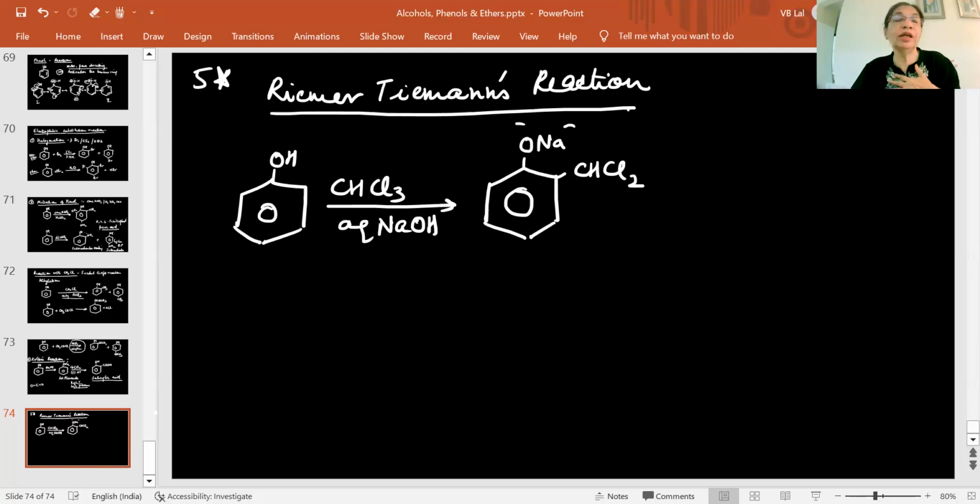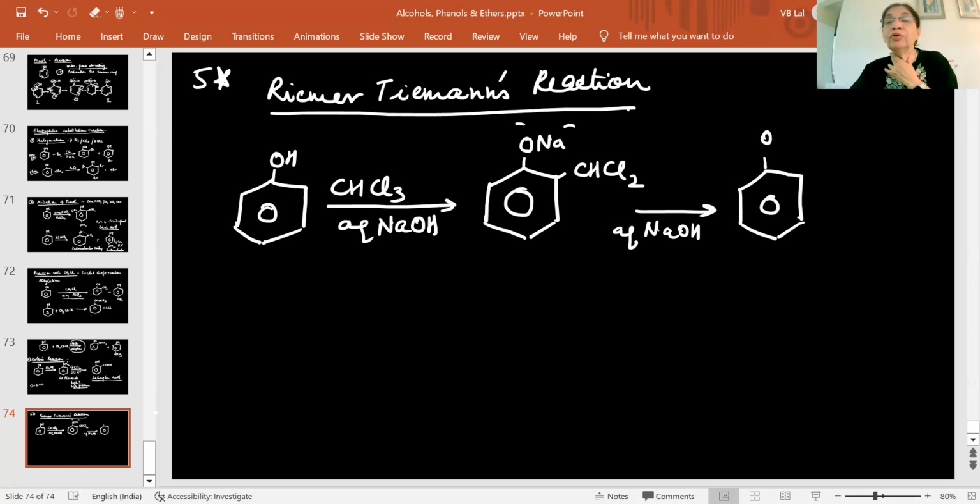So you can assume that one H from this ortho position and one Cl from chloroform is removed as HCl, and CHCl2 comes and attaches here. And then again, since NaOH is already present, what does aqueous NaOH do? You have learned in haloalkanes, it replaces Cl with OH. So this is what you will get, ONa, and this will become CH(OH)2.